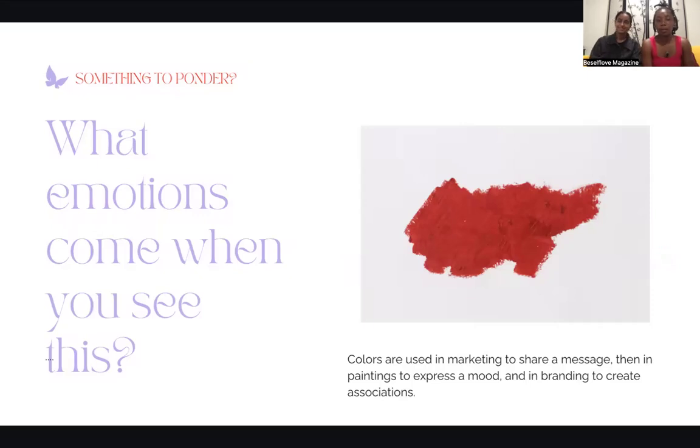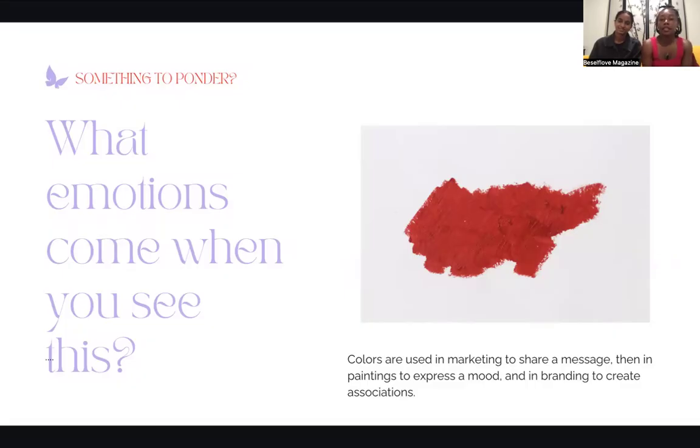So something to ponder is what emotions come when you see this splotch of paint. It may be anger, it may be intensity, it may be boldness. You may think about your cycle. So there was a variety of answers in the room when we shared this question.